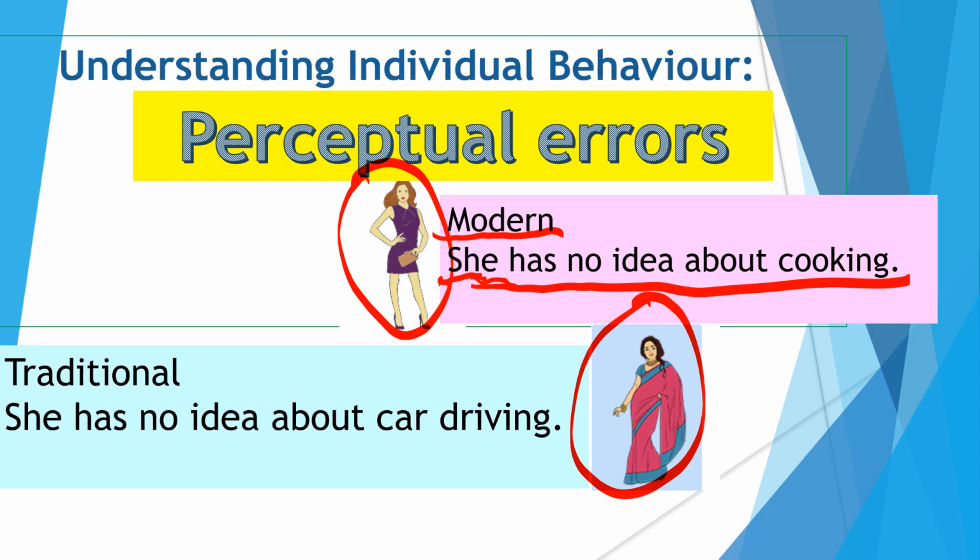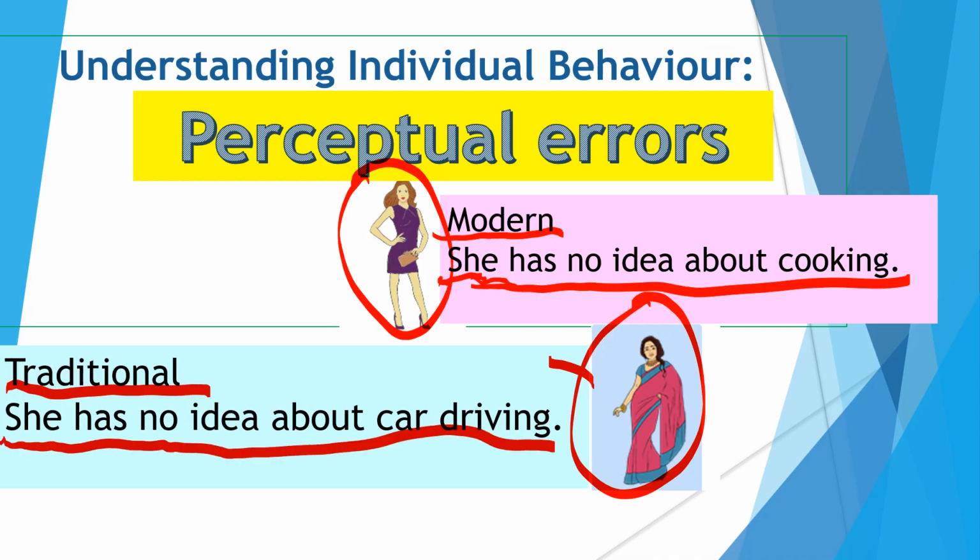And the second one, because she is wearing a sari and has put a bindi as well, is traditional, so she can be a better mother in future, or she seems to be homely. But at the same time, she may have no idea about car driving. So this is based on the appearance, or the first impression.